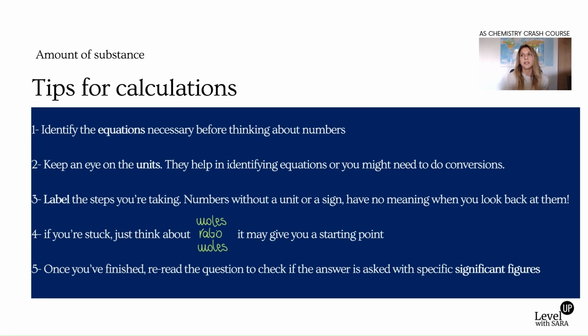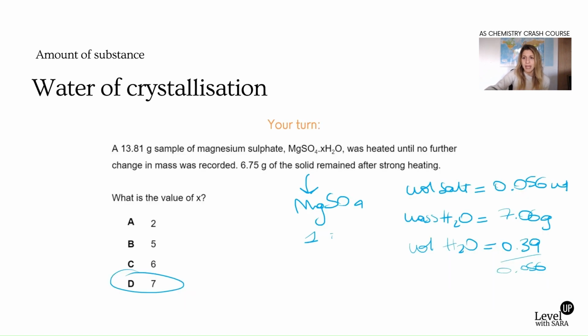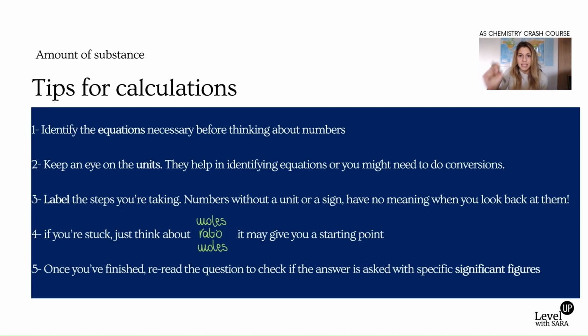So it's really important that you build these habits of slowing down your mind when you read the questions for calculations. Third tip, label the steps you're taking. Numbers without a unit or a sign have no meaning when you look back at them. Imagine that in this question I had just 0.056, 7.06. How much effort would it be to look back at them and try to identify what they were? But if you label them with a little label, the chemical formula or the substance that you're finding, and the unit, these numbers suddenly have a meaning. So if you look back at them, it will make a lot more sense. And in an exam, this helps you in following along the steps much better.